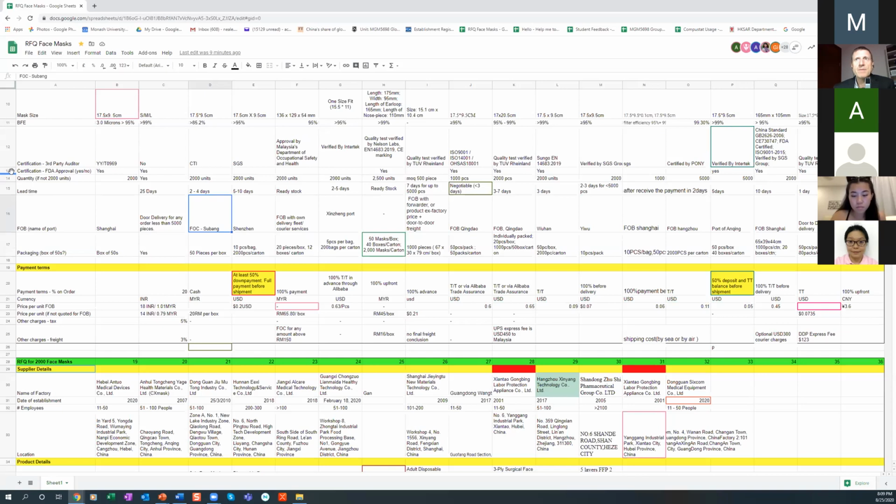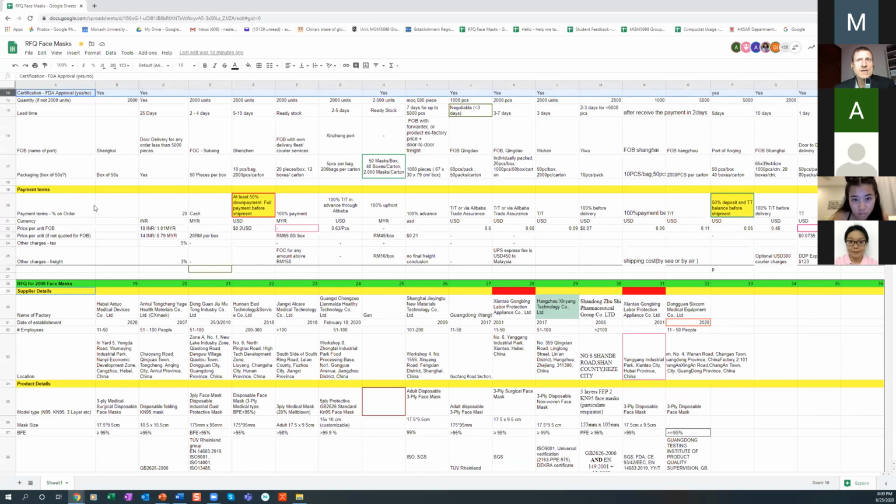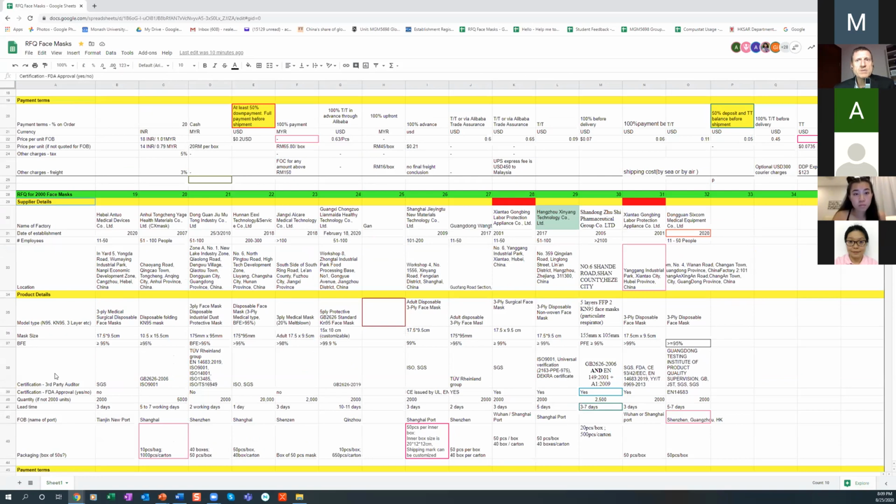So column 13, yes, yes, yes, yes, yes, yes. So only half of you got FDA approval certification. The reason why I mention that is FDA certification is really, really specific to the product. You with me? No, no, no. So if they don't have it, then maybe you've got to count that out. Many of you chose number 21, right? But it doesn't have any FDA approval.